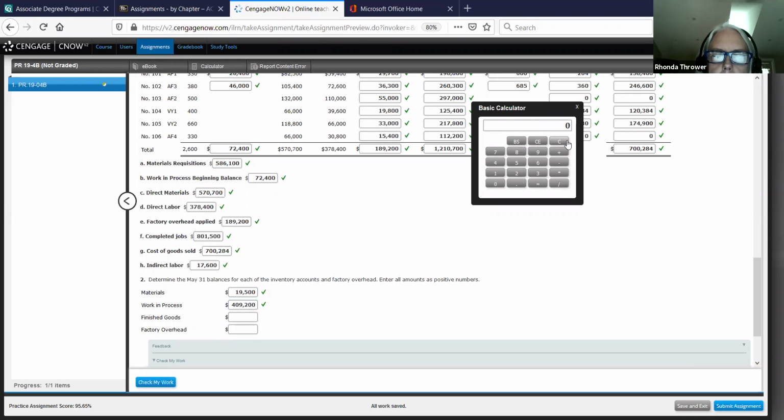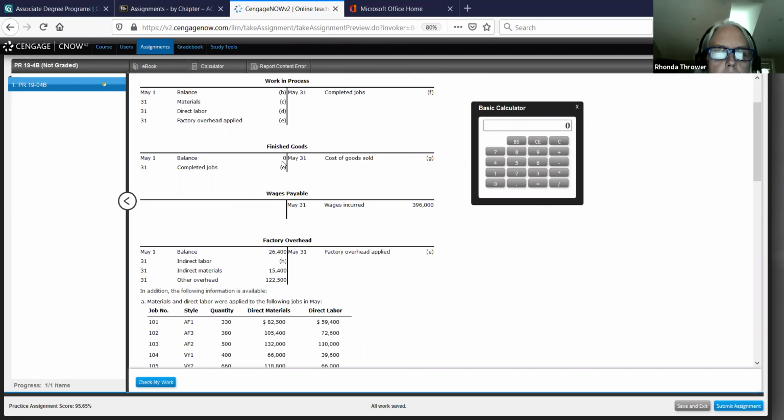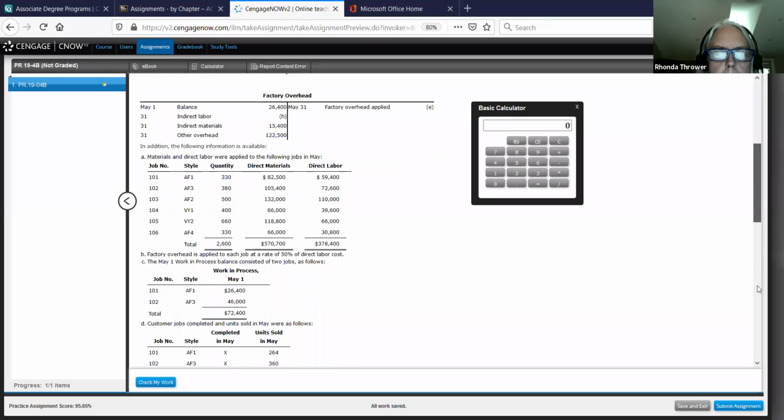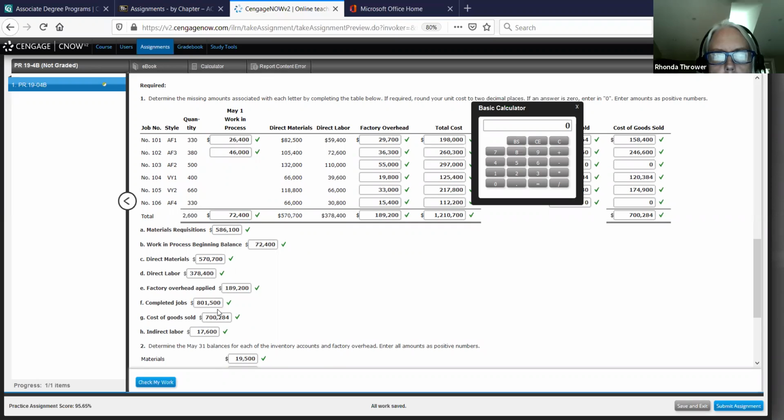Your finished goods is going to be the beginning balance of finished goods, which they had no beginning finished goods balance. To that, we're going to add the jobs that we completed, which was part F. We found F down here. This was our jobs completed. And then we're going to subtract from the jobs completed what we sold. They would go out of finished goods and into cost of goods sold. So the cost of our completed jobs was 801,500 because there was no beginning inventory in finished goods. We're simply going to add what we completed, and then we're going to back out what we have sold.